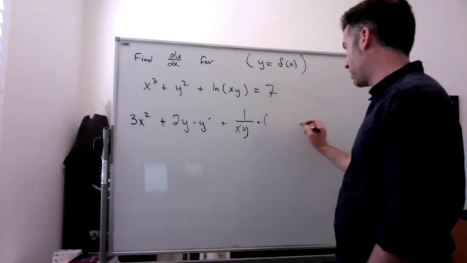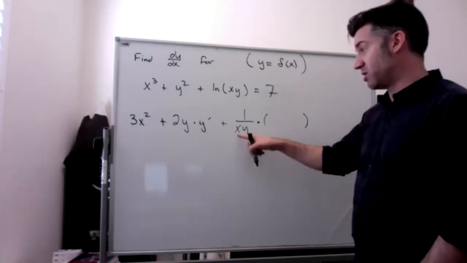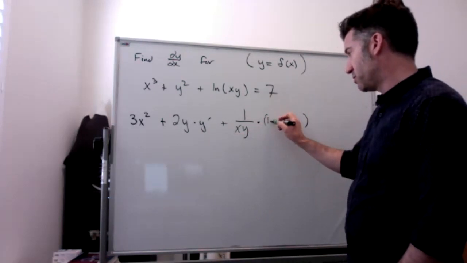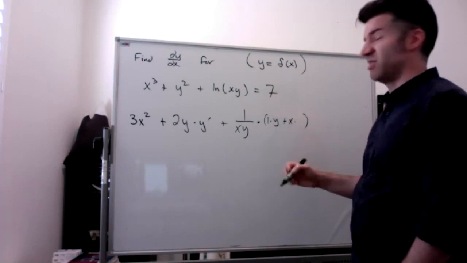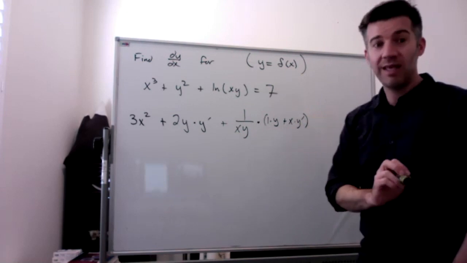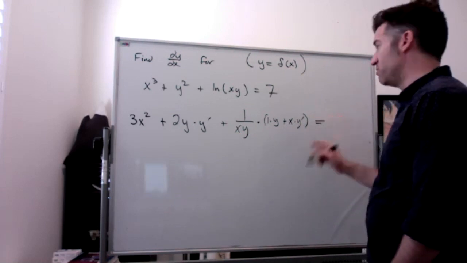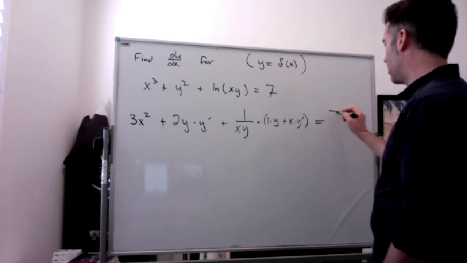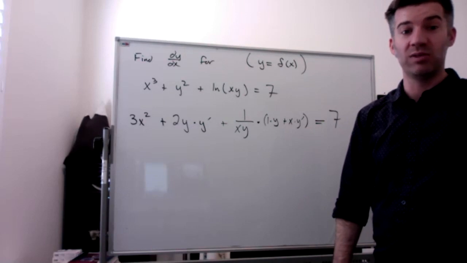The derivative of x times y, I have to use the product rule. The derivative of x times y is the derivative of x times y plus x times the derivative of y. The derivative of y is y prime. Equal to, be careful, I see so many people accidentally write the wrong thing here. It's not equal to 7. It's equal to the derivative of 7, which is 0.